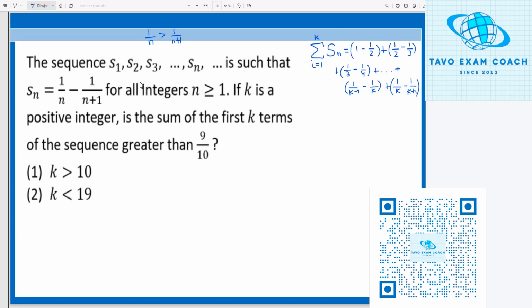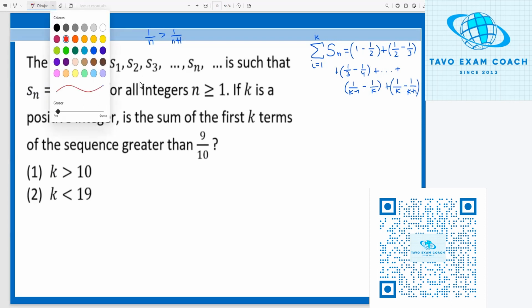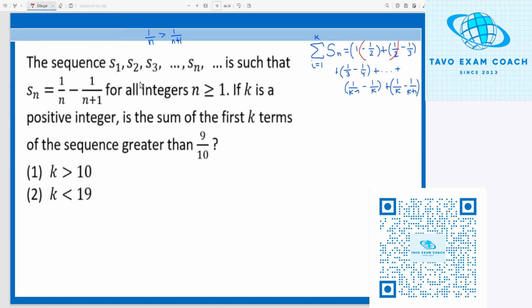So what happens when we add all these numbers? You can appreciate there is a number of quantities here that are canceled in pairs. This and this together. Then you have negative 1/3 with positive 1/3, negative 1/4 with positive 1/4 over here, and so on. So in the end, all terms with the exception of the first and the last are canceled. All the intermediate terms are canceled, and the final sum will be 1 minus 1 over k plus 1. So if you want to find the sum of the first k terms, you only need to calculate this expression. Very simple, right? Very convenient.